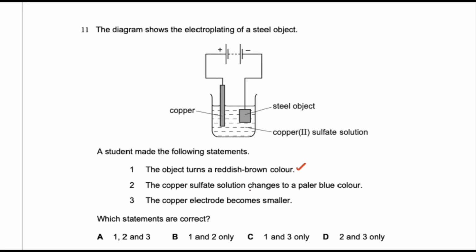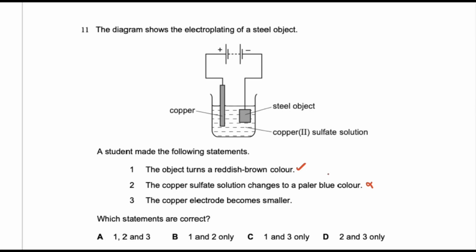Number two, the copper sulfate solution changes to a paler blue color. This is not correct. If you still remember the structure question that we did just now, although the Cu2+ comes to the steel, which you may think will decrease its concentration, it does not, because the copper anode will replace the Cu2+ by dissolving the copper metal in the electrolyte. So the concentration will remain the same. It doesn't become paler. The concentration is constant, so the color intensity is hence constant also.